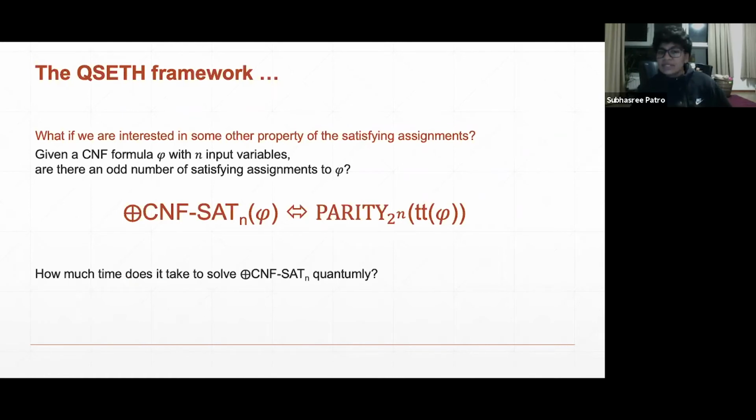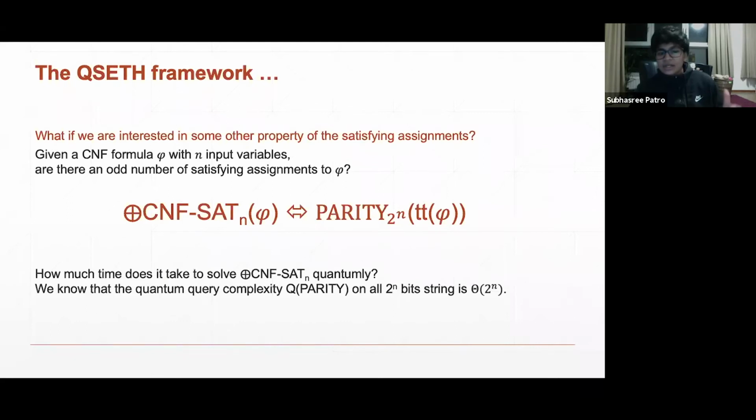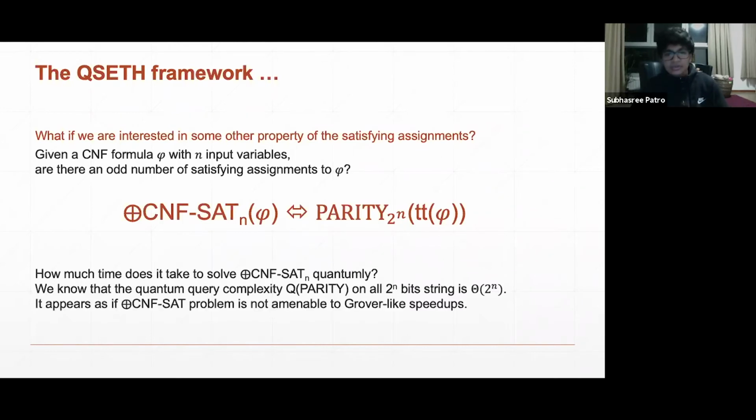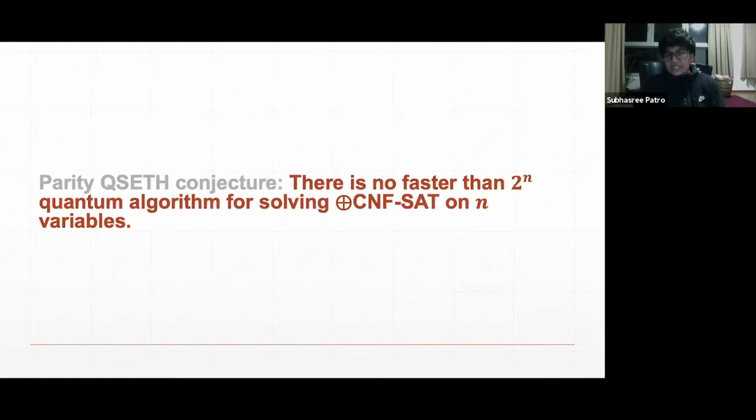Now, how much time does it take quantumly to solve parity CNF SAT? Let's see. We know that the quantum query complexity of the parity property on all 2 power n bit strings is actually order 2 power n. Now it appears as if we cannot have a Grover-like speedup for parity CNF SAT. So we would like to conjecture that there is no faster than 2 power n quantum algorithm for solving parity CNF SAT on n variables, which is analogous to parity SETH, which also has been defined decades ago.